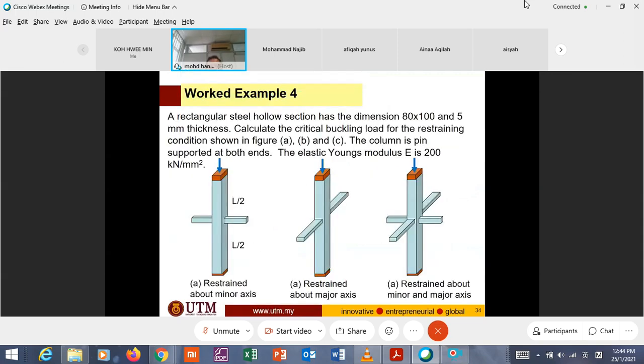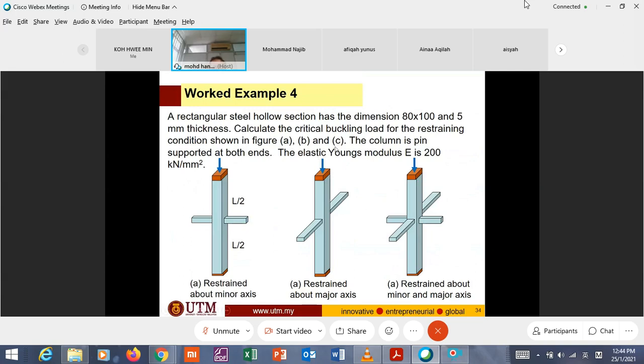Now we go to the last example, Example 4. On Wednesday we will have another lecture, and I'll give some correction if they need correction, and also some other example on column. Okay, this is the last example.